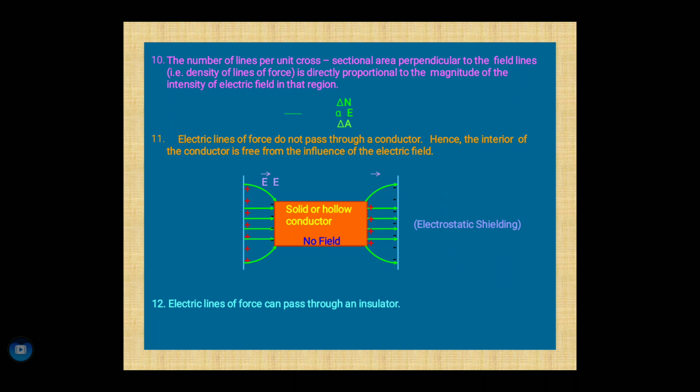Electric lines of force do not pass through a conductor, hence the interior of the conductor is free from the influence of electric field. And this is a very important concept, because if we want to protect any material which is very sensitive to electric field, we can place it inside the cavity of a hollow conductor, and then we can protect it from a strong electric field. This phenomenon is called electrostatic shielding. And electric lines of force can pass through an insulator. Again, I am telling you, electric lines of force cannot pass through a conductor, but can pass through an insulator.